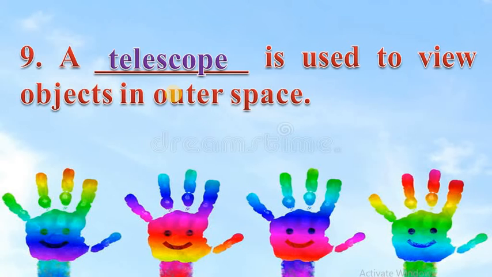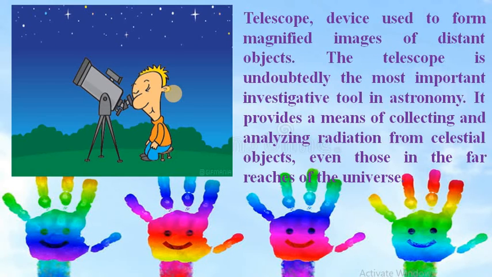T-E-L-E-S-C-O-P-E. Telescope. A telescope is used to view objects in outer space. This is a telescope. Telescope: a device used to form a magnified image of a distant object.